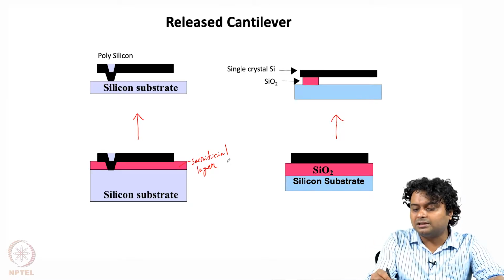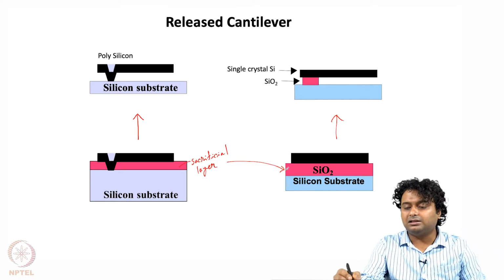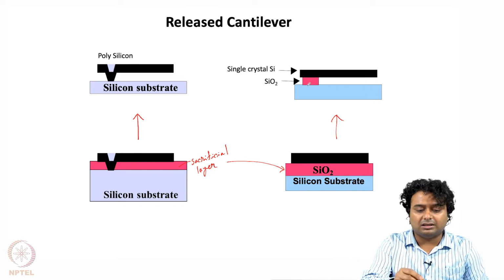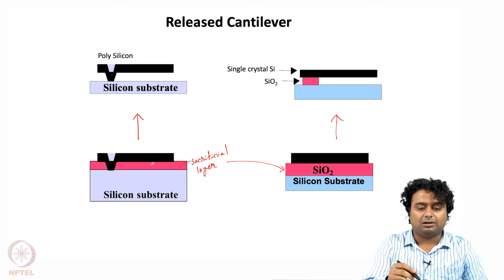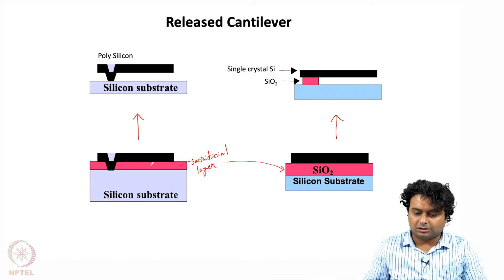and in both the cases we have the same sacrificial layer, let us say SiO2, but in this case the SiO2 is not removed completely. So there is some SiO2 left at the anchor, whereas in this case SiO2 is released completely. So we get this kind of polycrystal silicon cantilever.